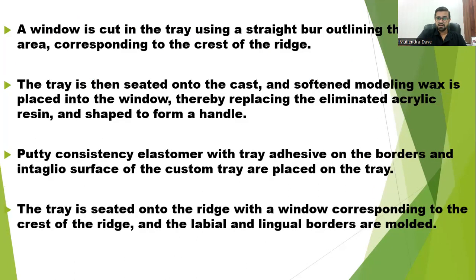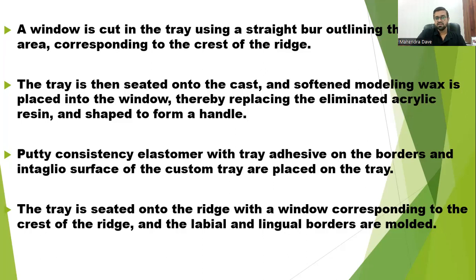Then a window is cut in the tray using a burr, which outlines the area corresponding to the crest of the ridge. The tray is then seated on the cast and a softened modeling wax is placed into the window, thereby replacing the eliminated acrylic resin, and shaped to form a handle.